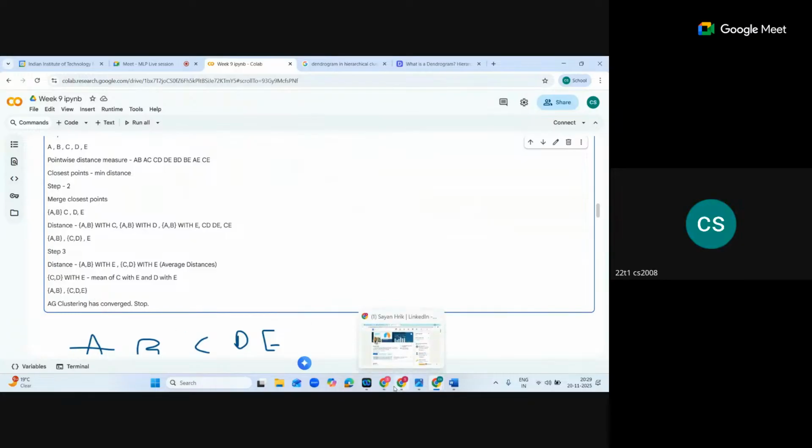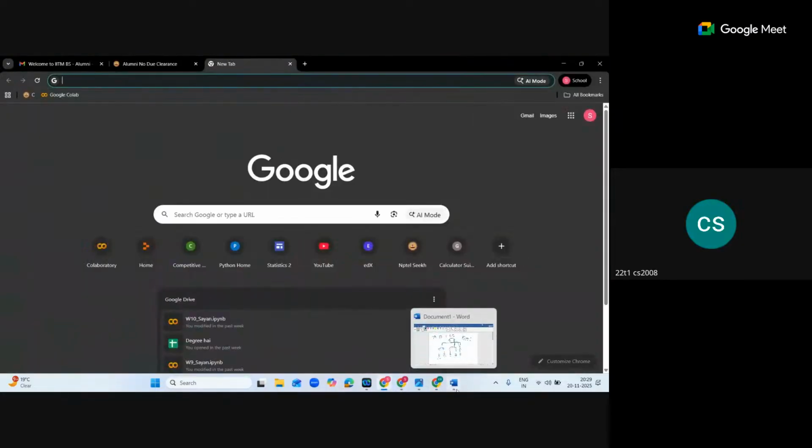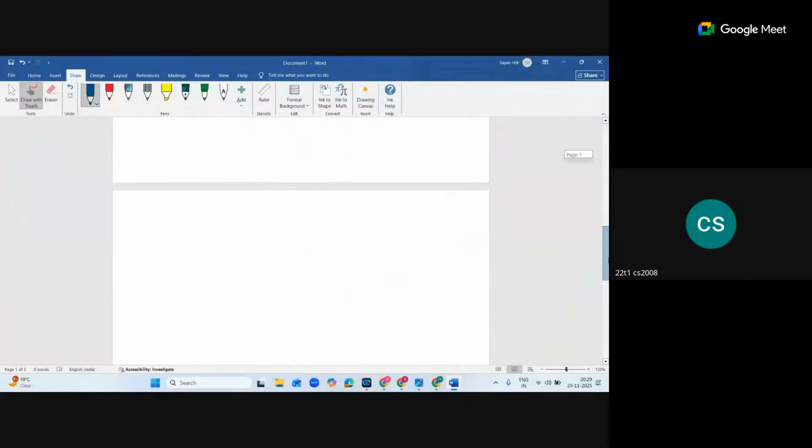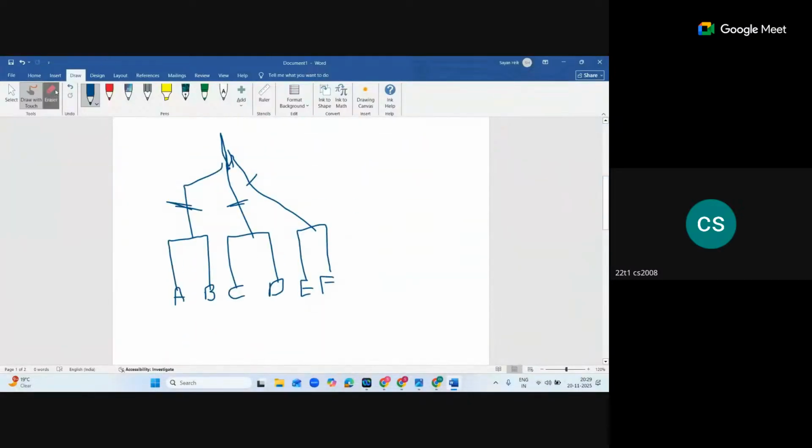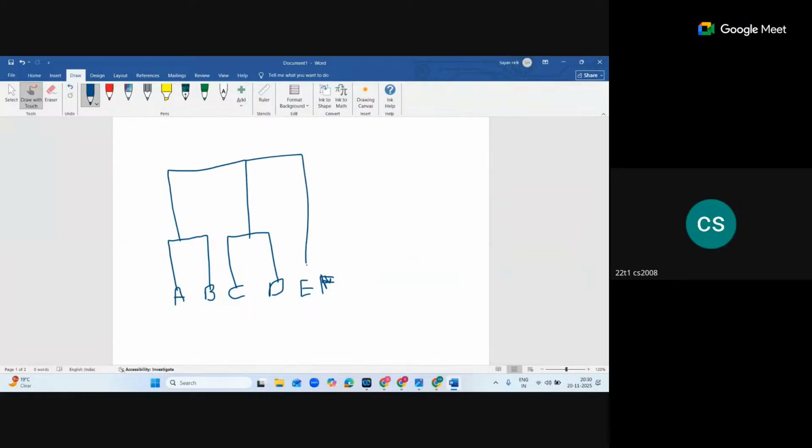If you want the third one, it'll be a little different. If E was a separate cluster, then there would be three branches. Ignore the F. It'll be like this, and then one branch will go to E. So this is the first cluster of AB, the second cluster of CD, and the third cluster of E. Three branches.